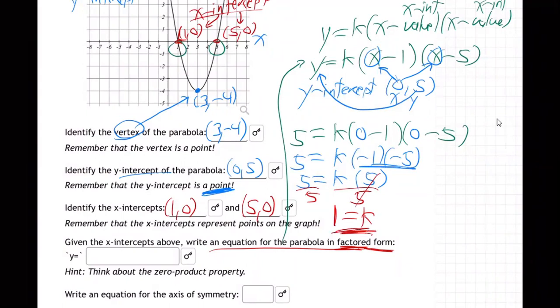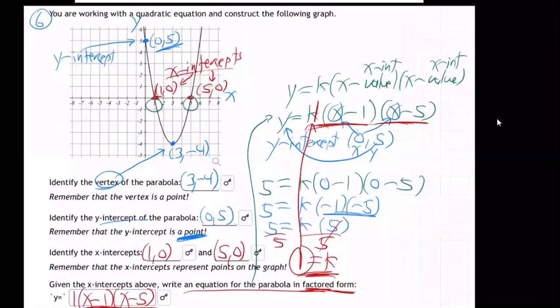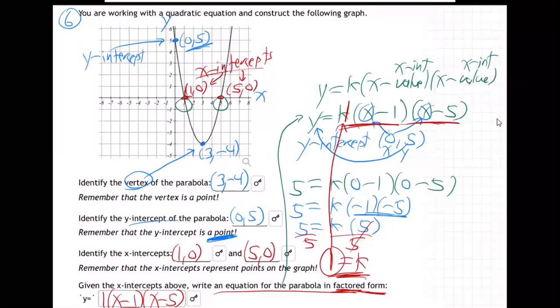So what's my formula? It's y equals, and you'll put the 1 right here. So it's y equals 1 times (x minus 1)(x minus 5). There it is. There's the equation. That's how you find an equation from a graph. Not making sense, what I did there? I just look at the two x-intercepts, and I write x minus 1 and x minus 5 with a k in the front.